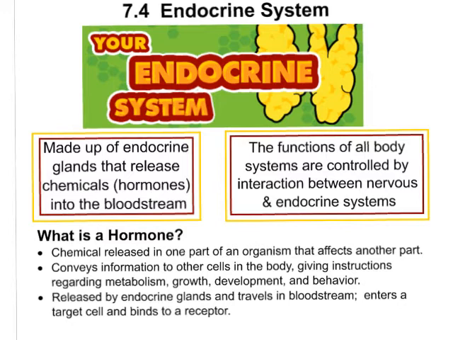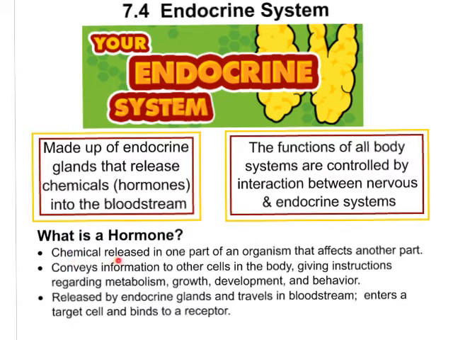Also, the endocrine system is really an important system because the functions of all of the body systems are controlled by the interaction between the nervous system and the endocrine system. So those two systems together control all of the functions of the body systems. So what is a hormone? Let's look at that first.